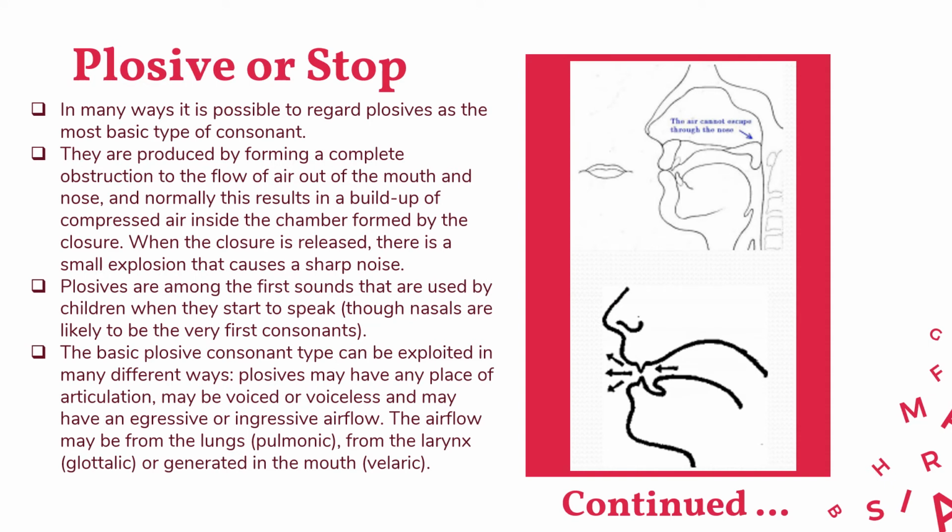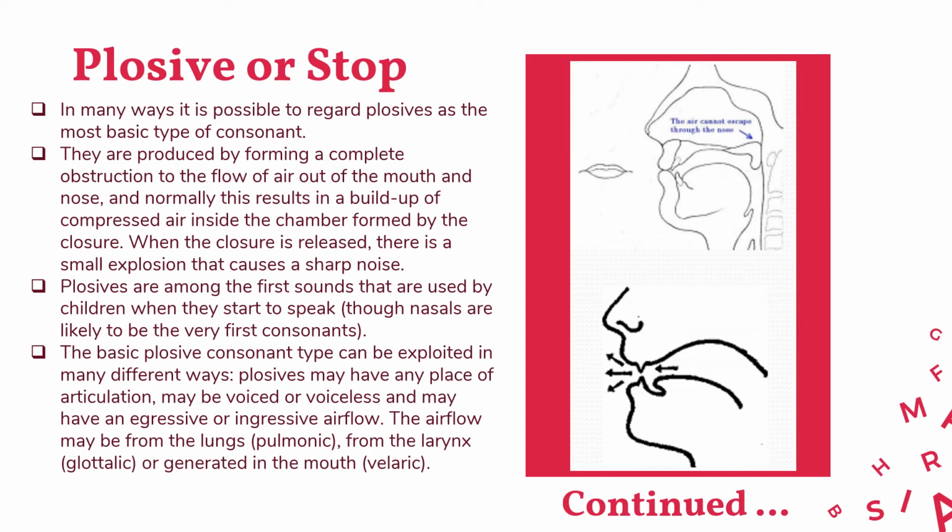How about plosive or stop? In many ways, it is possible to regard plosives as the most basic type of consonant. They are produced by forming a complete obstruction to the flow of air out of the mouth and nose, and normally this results in a build-up of compressed air inside the chamber formed by the closure. When the closure is released, there is a small explosion that causes a sharp noise.